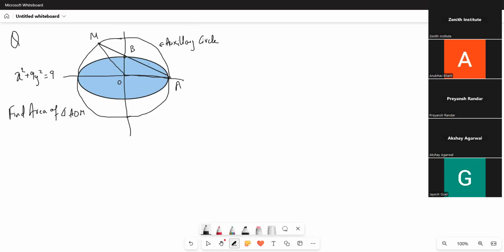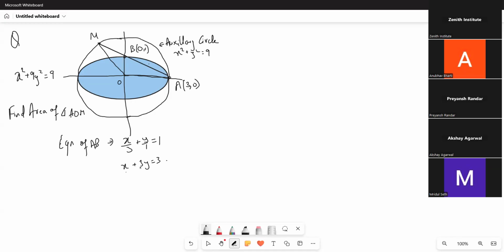So for this case, what are the coordinates of A? 3,0. And B would be 0,1. So we can write down the equation of AB as x by 3 plus y by 1 is equal to 1, which will be like writing x plus 3y is equal to 3. And the equation of the auxiliary circle would be x square plus y square is equal to 9. So in order to get the coordinates of M, we simply solve the two equations simultaneously.